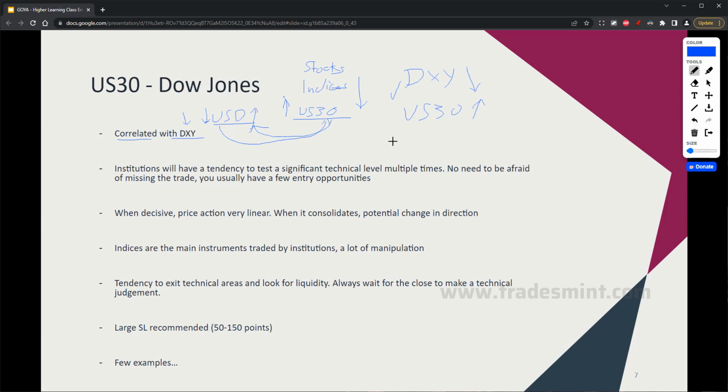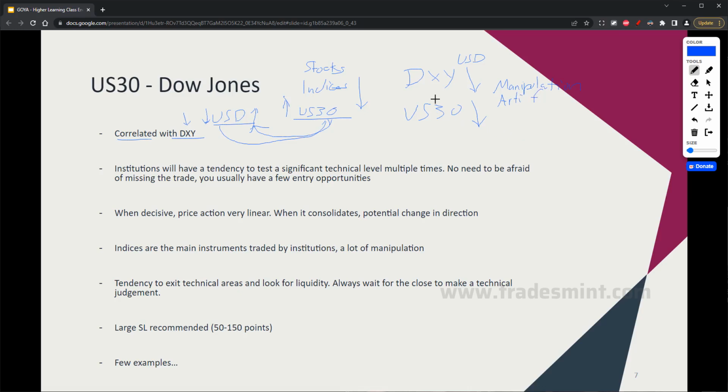There's no manipulation, there's no weird price action, everything is fine. Now, what happens if, for example, we have the DXY going down and US 30 going down as well at the same time? That means that USD is depreciating and stocks, indices are getting sold off at the same time. It means that something is going on. It means that there's some kind of manipulation, some kind of artificial movement.